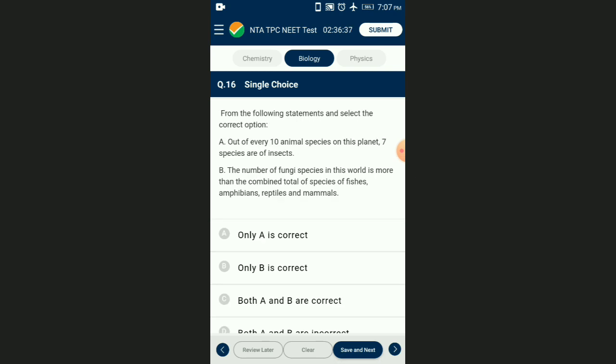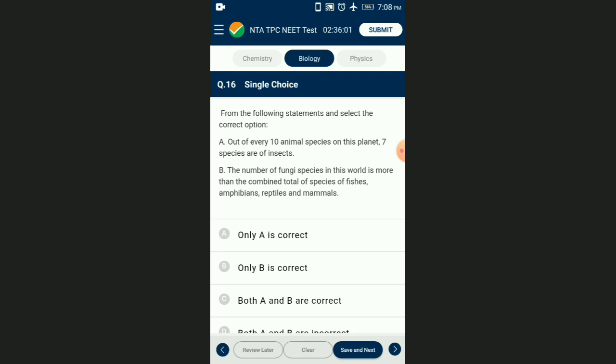Question number 16. Read the following statements and select the correct option. Here there are two statements given. See the first statement. Out of every 10 animal species on this planet, 7 species are insects. Yes, that statement is correctly given. Among animals, insects are the most species rich taxonomic group, accounting for more than 70% of the total. Hence, out of every 10 animals on this planet, 7 species are insects.